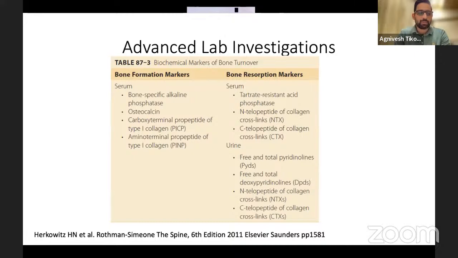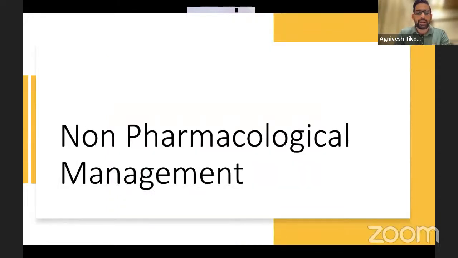So you have to give a gap of 2 years before you repeat the bone density. And these markers within 3 months can help you understand if your medicines are working or not. They can also be used as a guide to monitor therapy, or as a tool to know whether the patient is compliant to management or not.